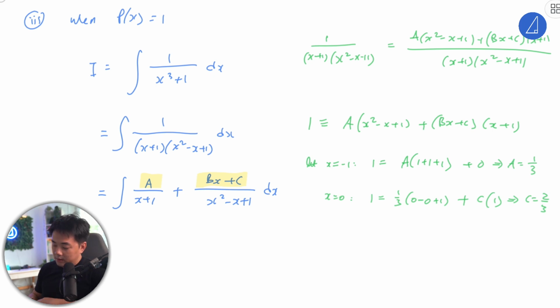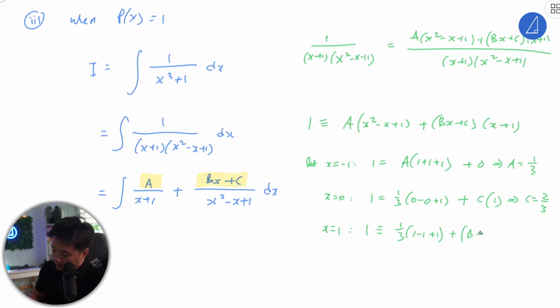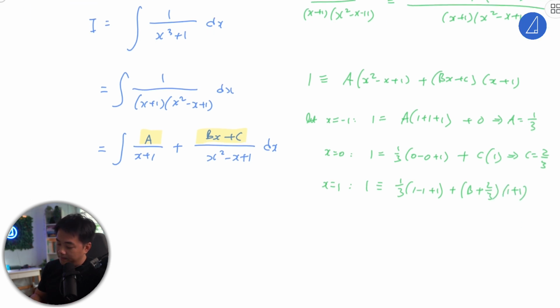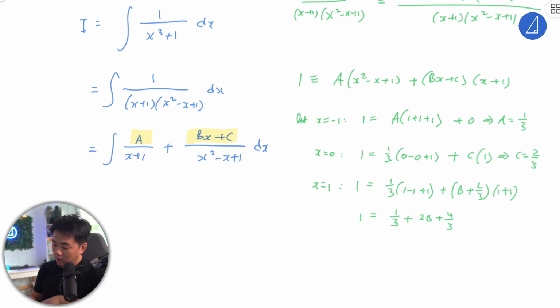Great. So c will be 2/3. Then after which we just substitute any value, x equals 1 maybe. So 1 equals a, so it's 1/3 times (1 minus 1 plus 1), plus b, plus 2/3 for the c, and this is 1 plus 1. Then we're going to find our b there. That will give us minus 1/3. Okay, there you go.